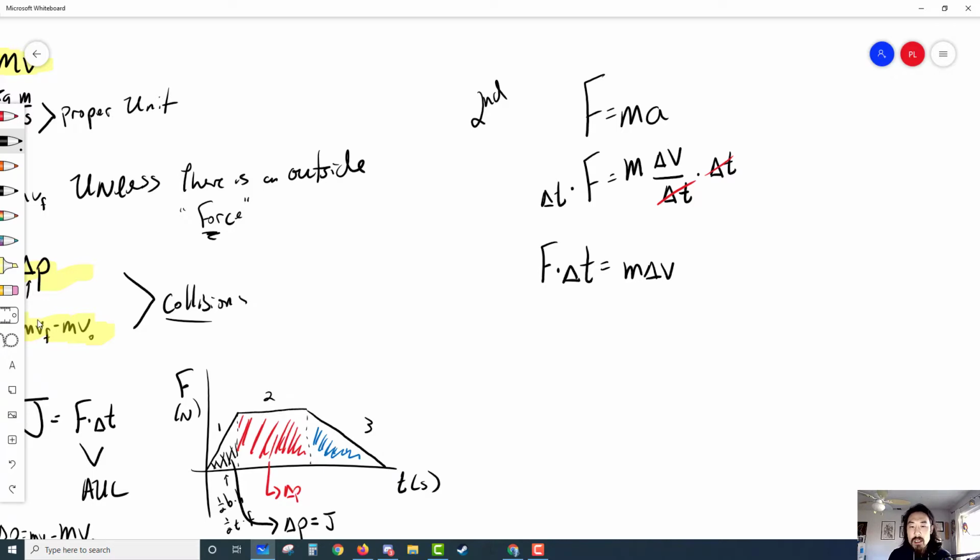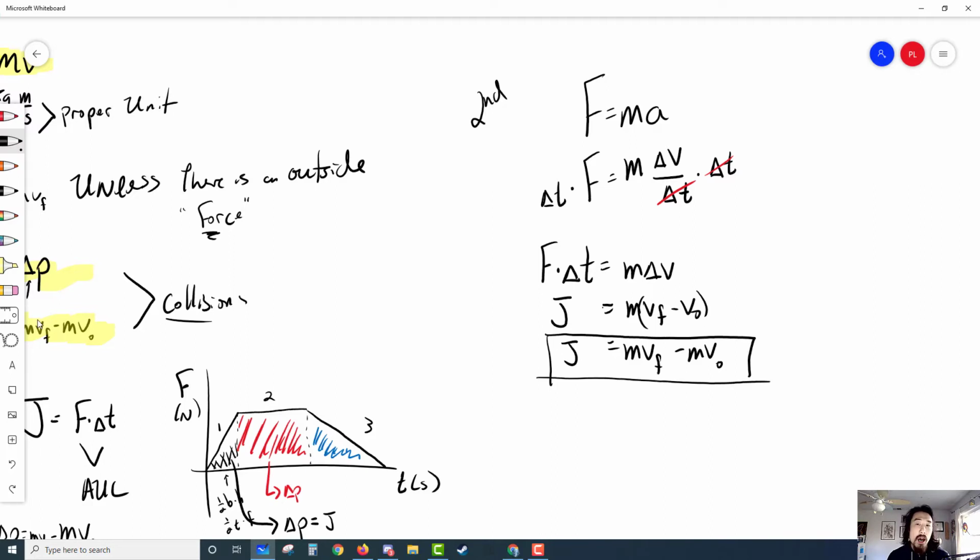So this right here, we discovered that this is impulse. Force times change in time is impulse. And we know that impulse is the change in momentum. On the right-hand side of the equation, we see mass times the change in velocity. And we know that change in velocity is v final minus v initial. If I distribute out the mass, we get mass times v final minus mass times v initial. And so from Newton's second law, we get the impulse equation. And that is how Isaac Newton described the second law when we first started off.